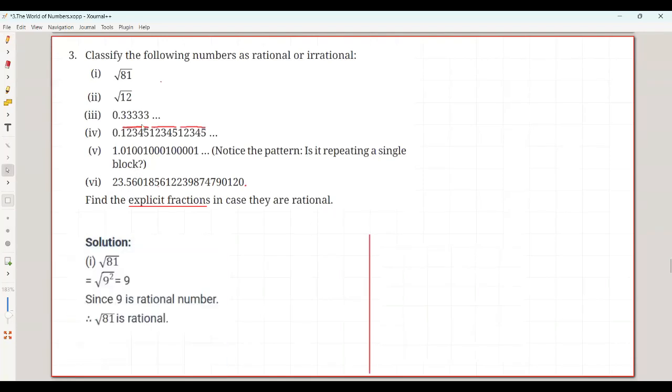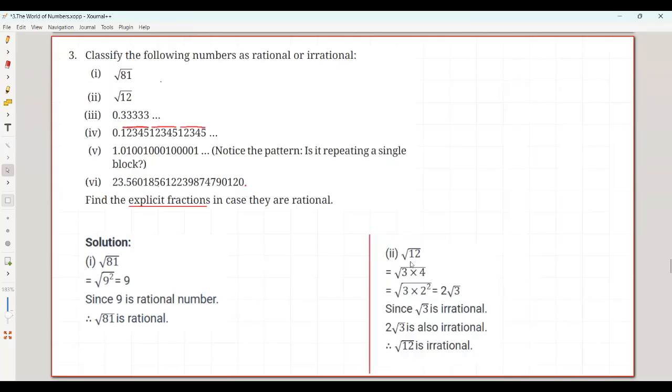The first one, okay, root 81. The square root of 81 is 9. Since 9 is a rational number, root 81 is a rational number. Now the second one, root 12. Root 12 can be split into 3 into 4. 4 is a perfect square number, you can take it outside. 2 root 3. So we know that root 3 is irrational. As root 3 is irrational, 2 root 3 is irrational.